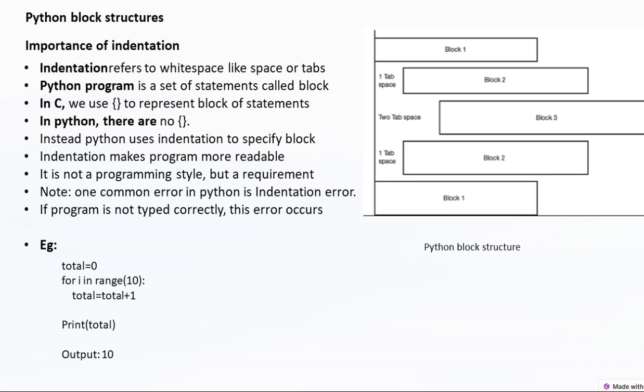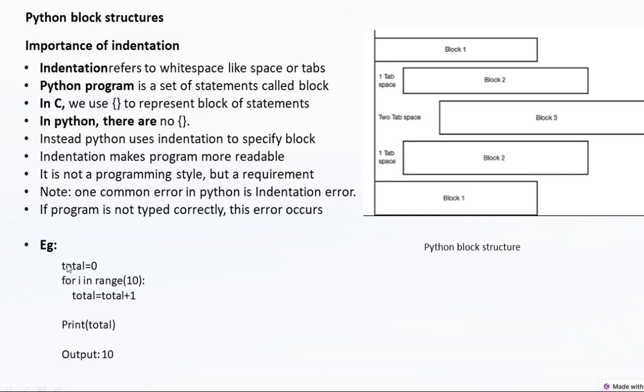It refers to the white space. Indentation means white space. It can be a space or it can be a tab space. Because Python does not use curly brackets to represent the block statements, we use only indentation style. So this is actually not just a style, we can say it's a requirement. If you don't follow the indentation, you will see an indentation error in your program.